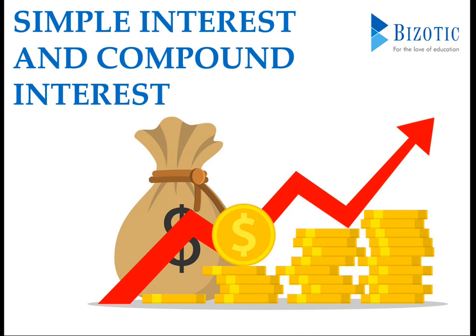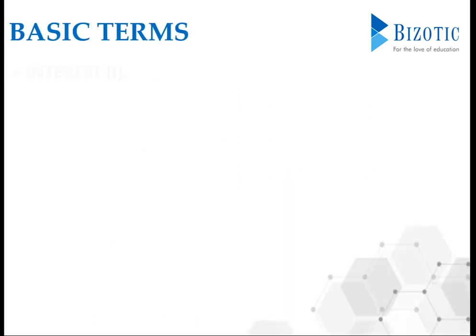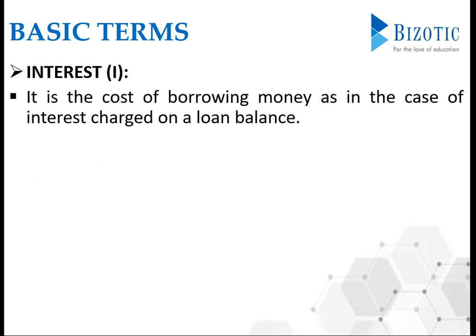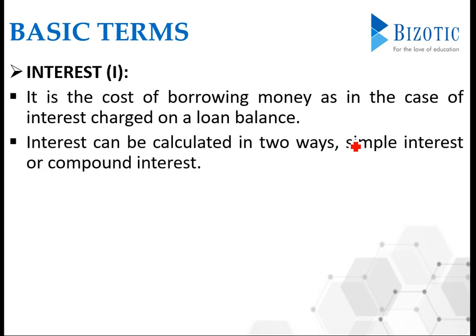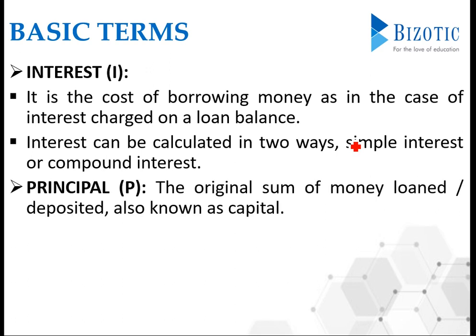Before getting into simple interest and compound interest, there are some basic terms that you should be aware of. The first one is interest. As this chapter completely deals with interest, this term plays a majority role. It is the cost of borrowing money, as in the case of interest charged on a loan balance. In simple terms, interest is nothing but the extra money that you get when you deposit money, or the extra money that you have to pay when you borrow money or take a loan. Interest can be calculated in two ways: simple interest or compound interest.